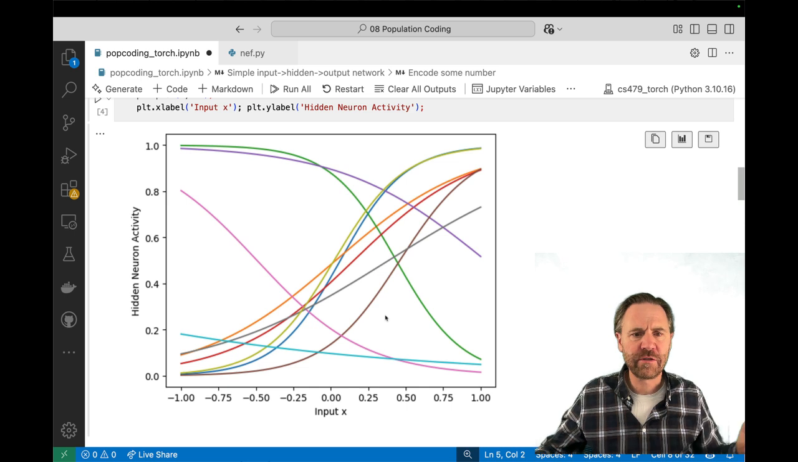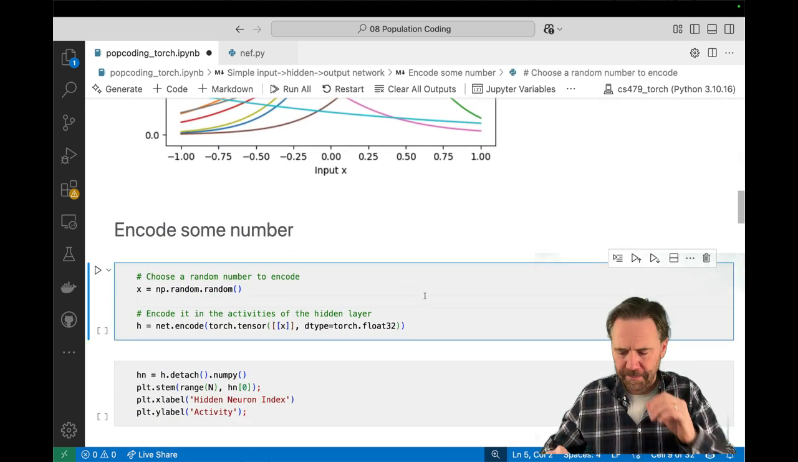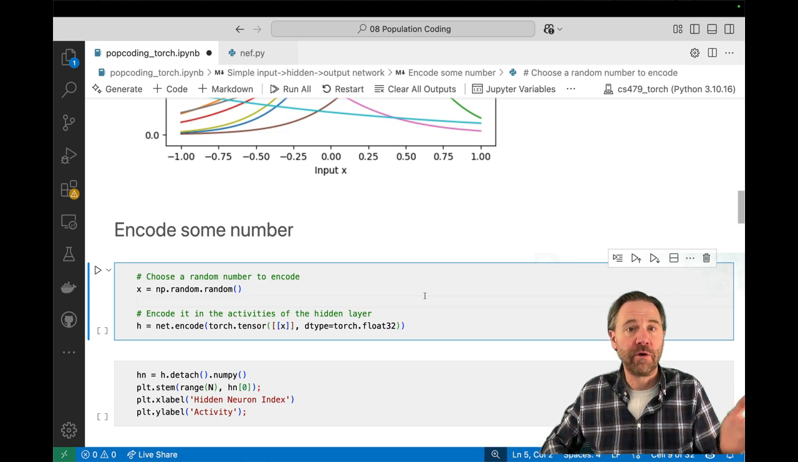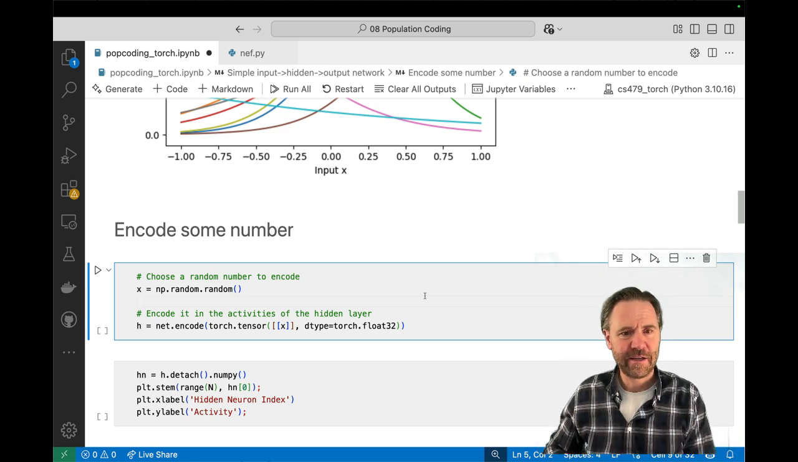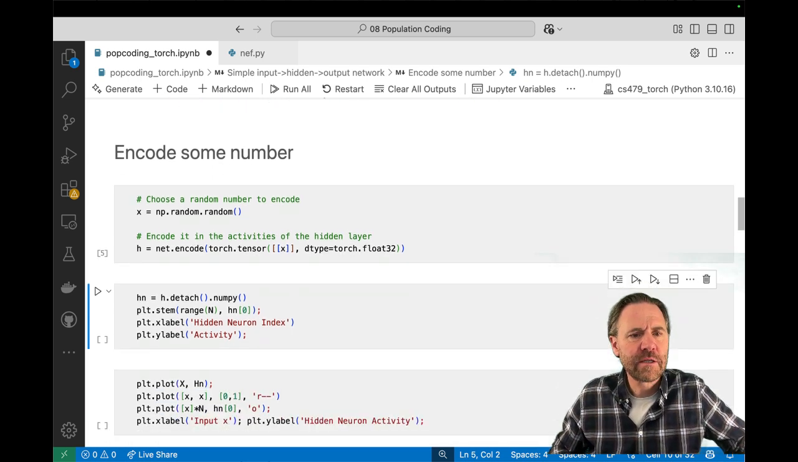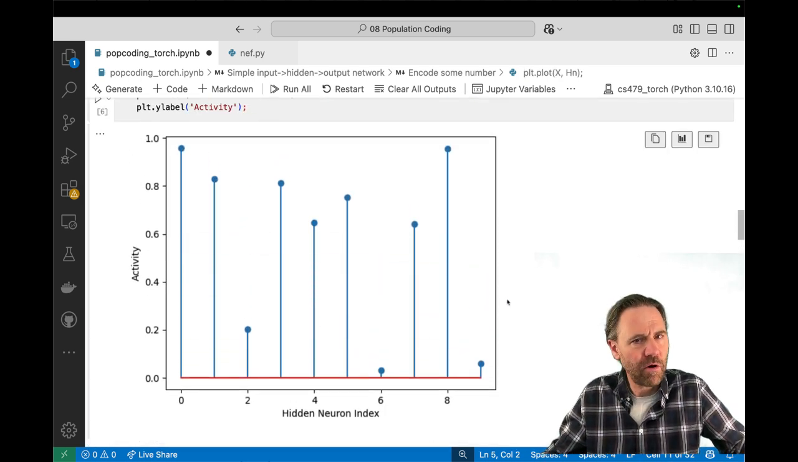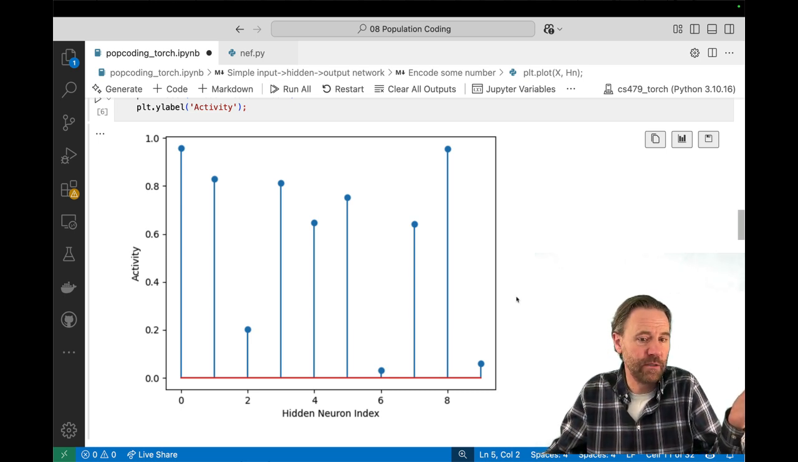Okay, so those are the tuning curves. So let's try encoding some number. It's going to be a random number. I don't know what it is. Isn't that exciting? So put it into my network, and then what am I doing? Right, this shows the activity of all 10 of my hidden nodes for that random input.